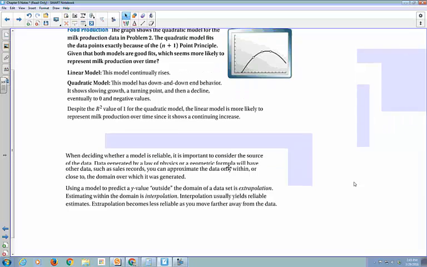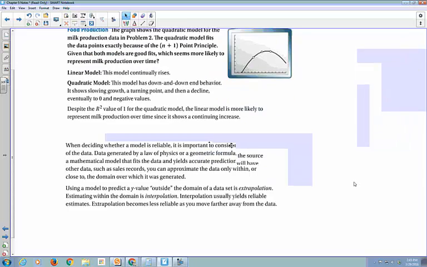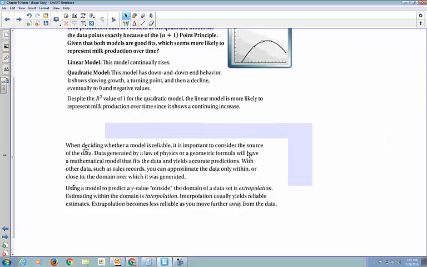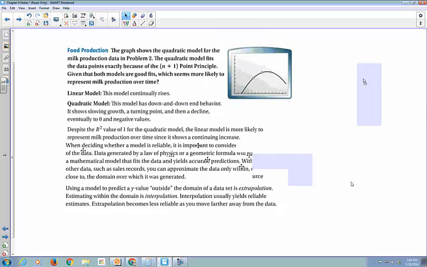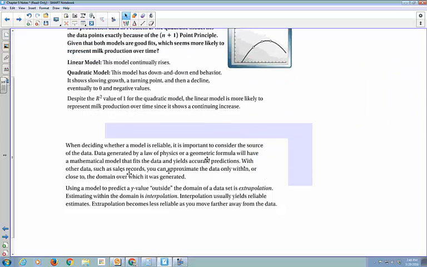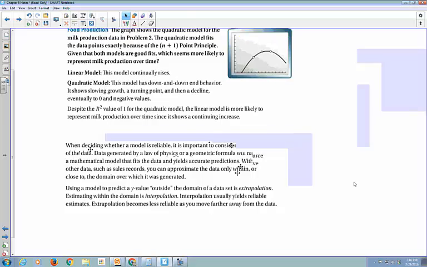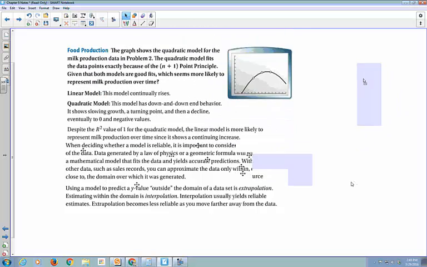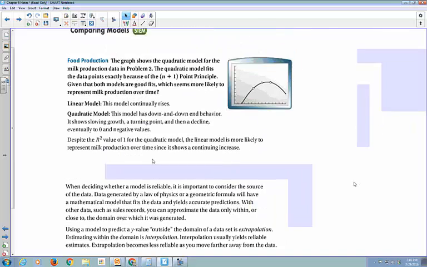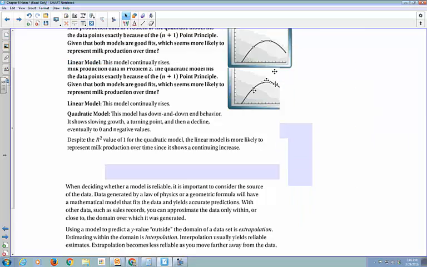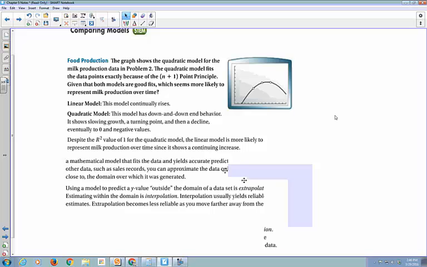Deciding whether a model is reliable is important to consider the source of the data. Data generated by the law of physics or a geometric formula will have a mathematical model that fits the data and yields accurate prediction. With other data, such as sales records, you can approximate the data only within or close to the domain over which it was generated. So you have to stay close to your data points.